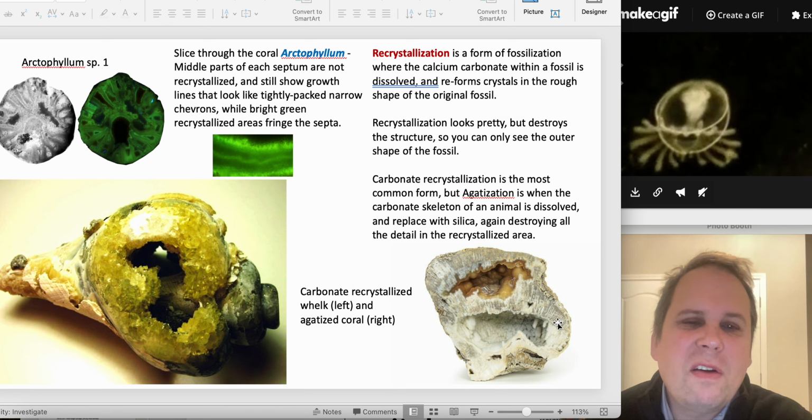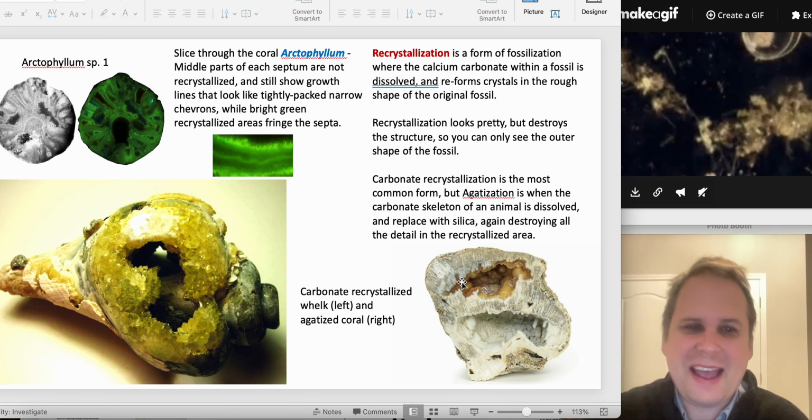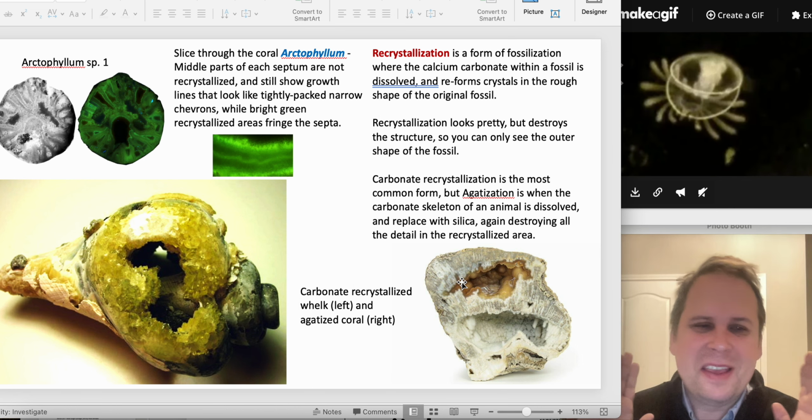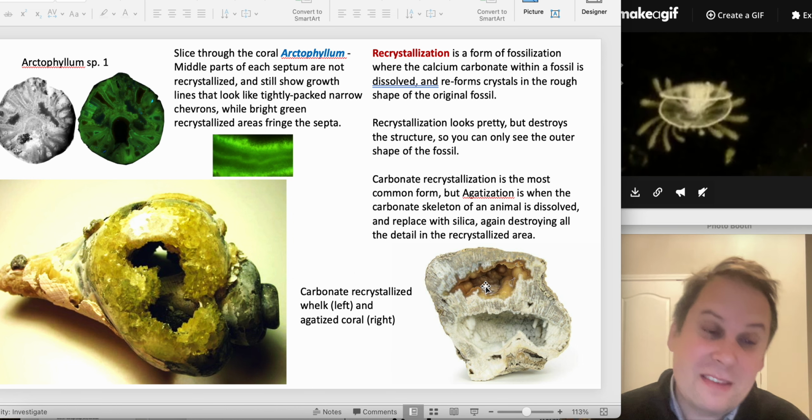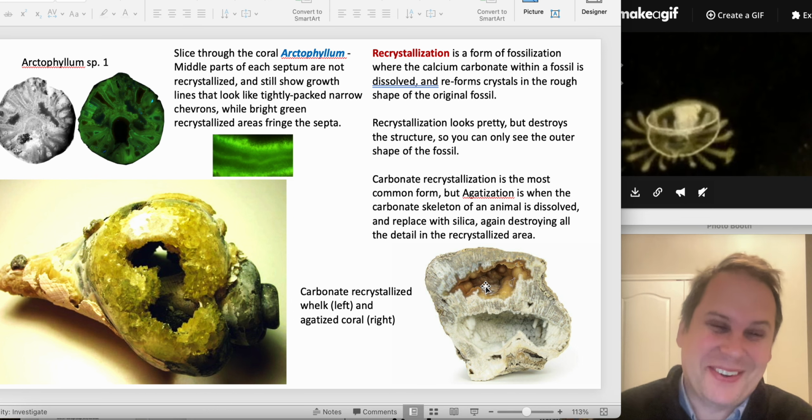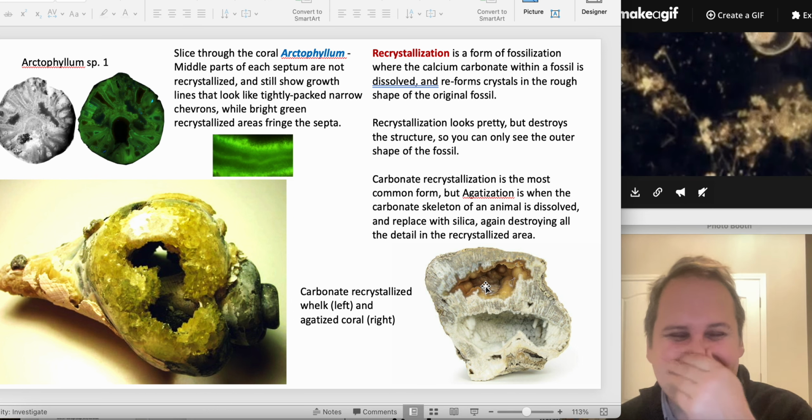And you can see you've got all little layers and stacks and pores, and you've got the animal on these parts that are not recrystallized. And on the recrystallized parts, you have really pretty crystals. So, is that a good trade? I don't know. I don't think so.